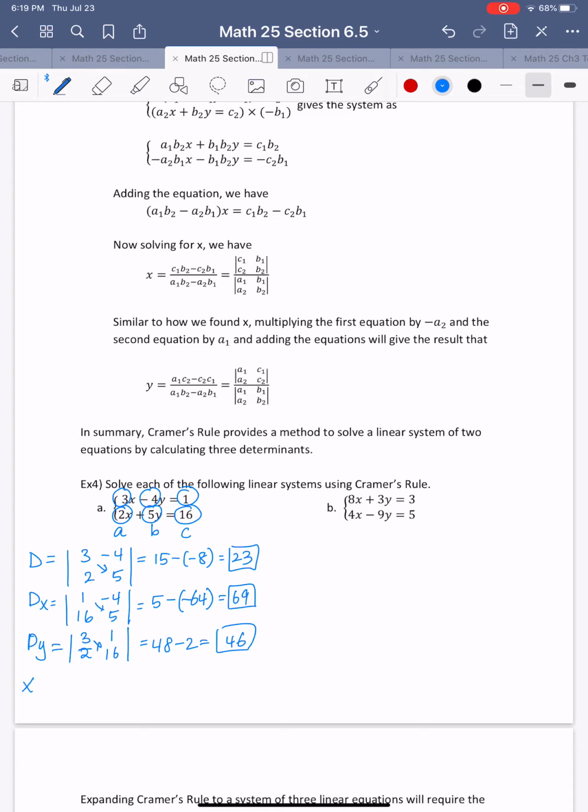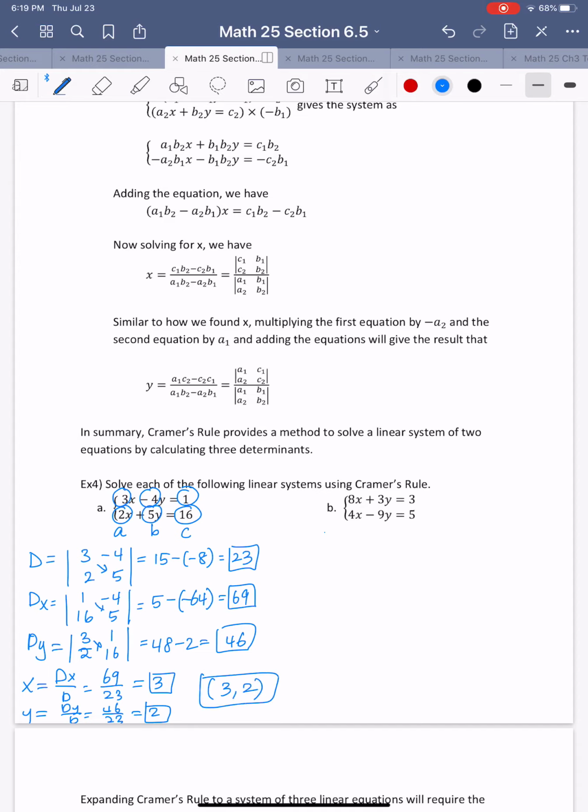In order to get x, it's going to be the ratio of Dx over D, which is 69 over 23. I think it's 3. For y, Dy over D, which is 46 over 23. I think it's 2. So your answer is going to be 3 and 2. So it's not bad, right?